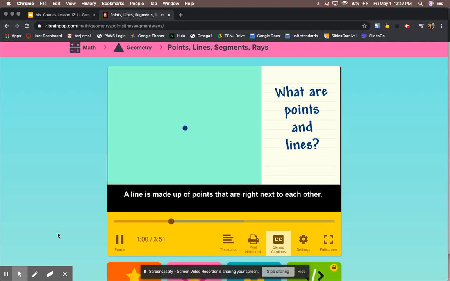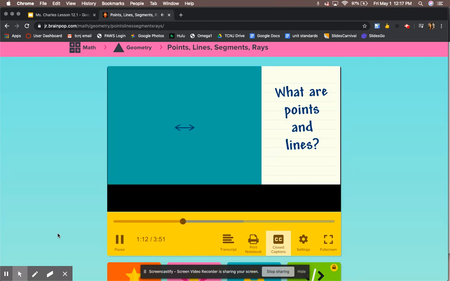A line is made up of points that are right next to each other. A line continues in both directions with no end. The arrowheads at each end show that the line goes on forever. Lines can be horizontal and go from one side to another. They can be vertical and go up and down. They can also be diagonal.